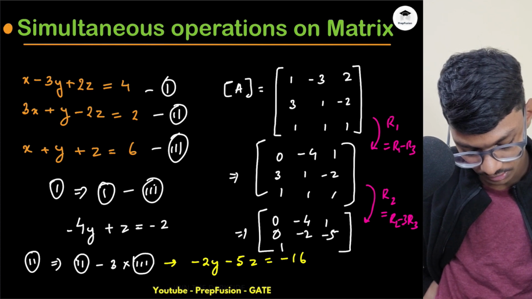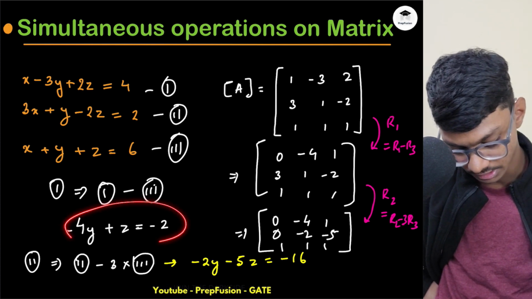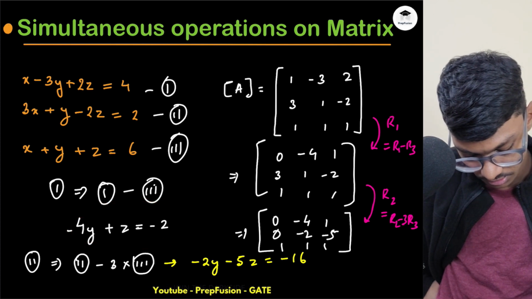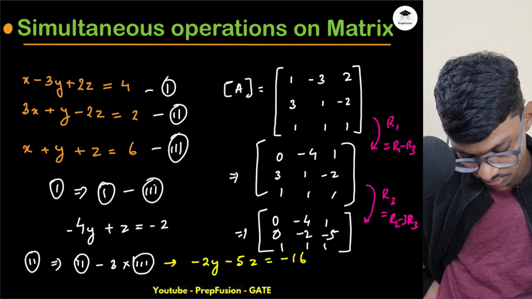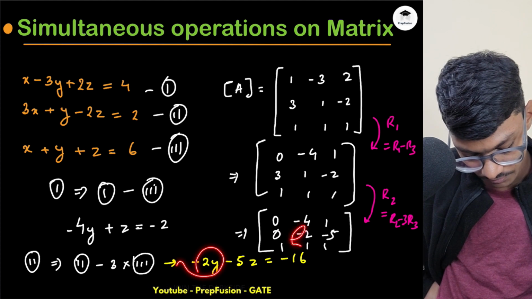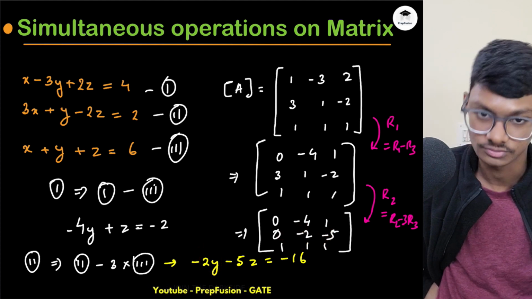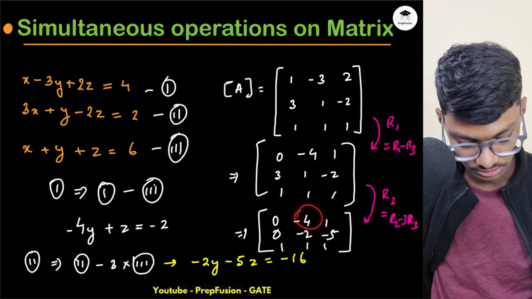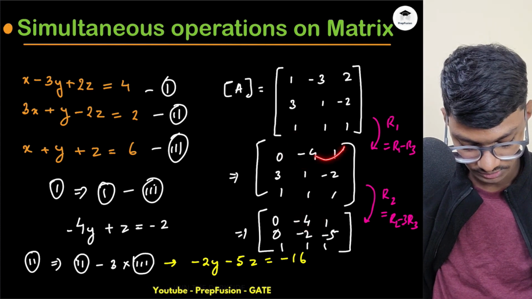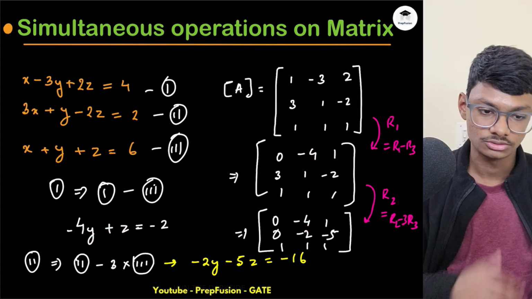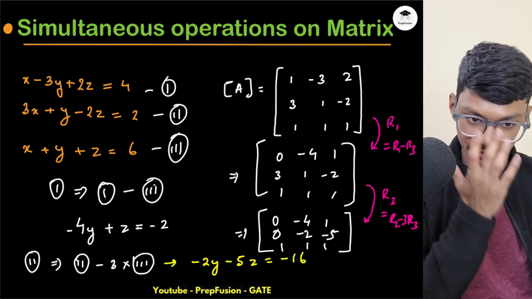So exactly what we have seen in this, right? This becomes minus 2 and this will be minus 5. So exactly that is what is happening, and this one is becoming minus 4. This was already minus 4, and plus 1, whatever is here. So this is known as the simultaneous operation in matrices.